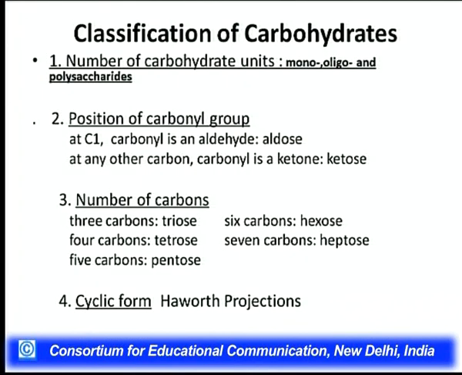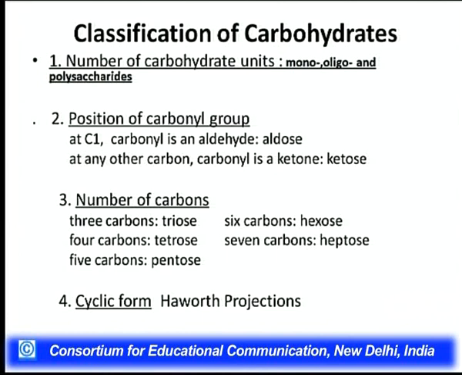So now if we talk of classification of carbohydrates, we can classify carbohydrates on the basis of the number of carbohydrate units present in the carbohydrate. That is, it may be a monosaccharide, disaccharide, oligosaccharide, or a polysaccharide. The other way of classifying carbohydrates is on the position of the carbon atom of the carbonyl group. That is, the carbonyl group is an aldehyde group, at the first carbon, or it is a ketonic group which may be at any other carbon. Then we can also classify carbohydrates on the number of carbon atoms, that is, whether a compound has 3 carbon atoms, 4 carbon atoms, 5 carbon atoms, and so on.